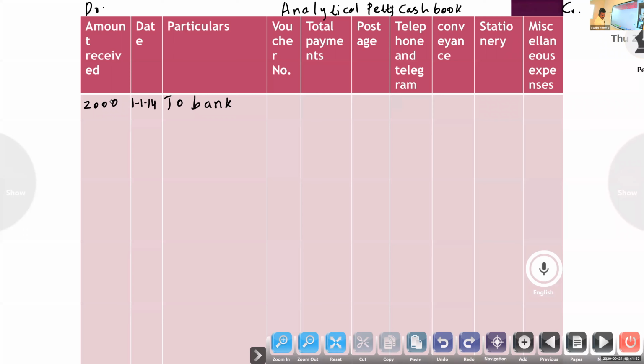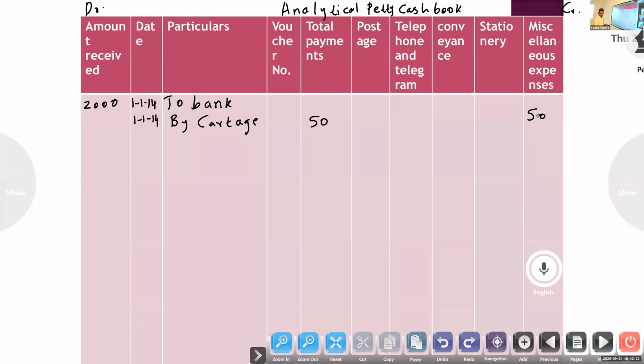Next, paid cartage, 1/1/14, by cartage. So first total payment, it is a must. Then which column? Aditya, cartage. Miscellaneous. Yes, miscellaneous. So if you don't know anything, that is miscellaneous.